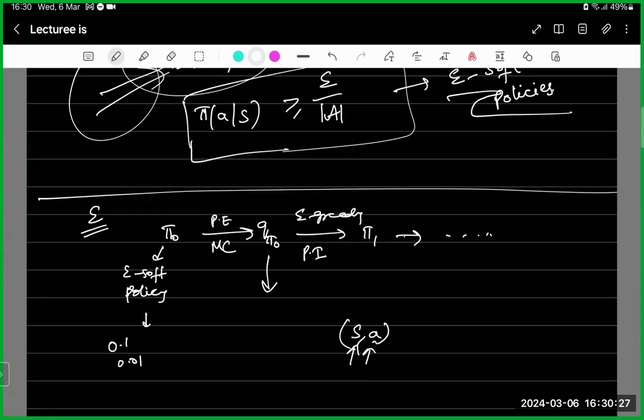If you want a sample of q pi of s comma a, your S_t should be equal to s and A_t should be equal to a. Why you chose A_t equal to a does not matter. Whether you behaved according to pi 1 or pi 2 and chose A_t equal to a, that doesn't matter. All that you need is the condition S_t equal to s and A_t equal to a. So whatever policy you follow, if you see a pair s comma a, the remaining return will give you an estimate of q of s comma a.